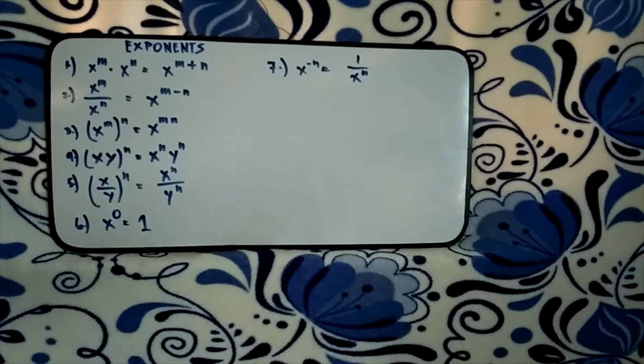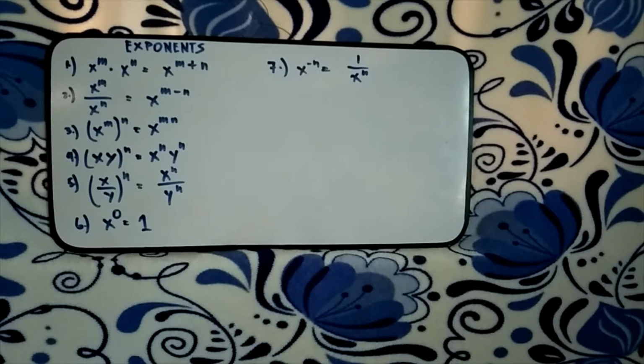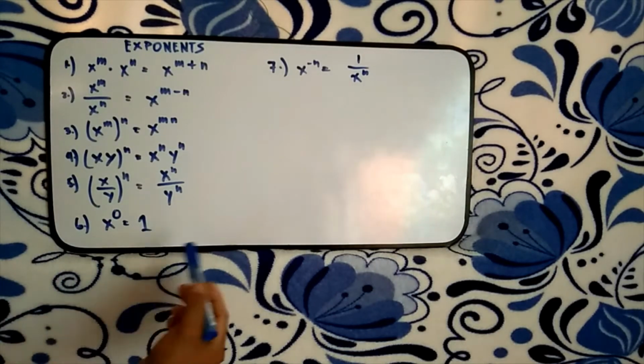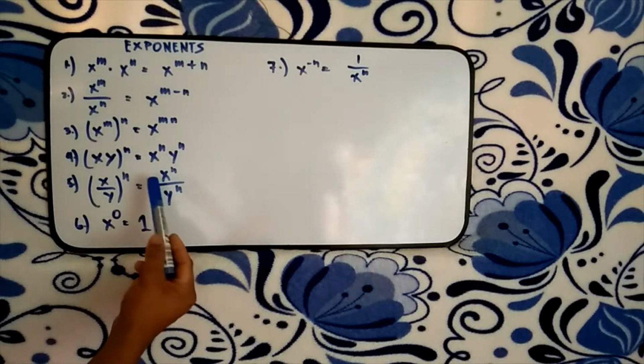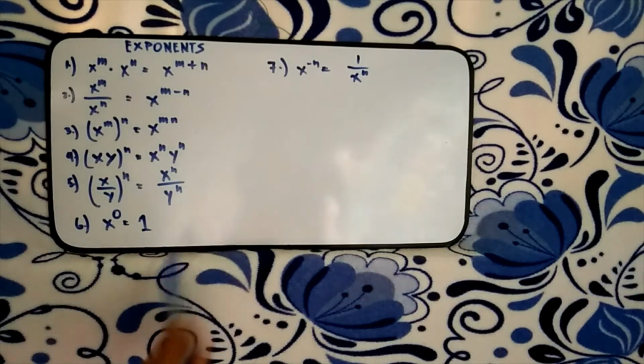Pang-apat, distribute. Di-distribute natin yung exponent niya dun sa quantity. Kaya x raised to n, y raised to n. Ito naman, number 5, x all over y times quantity n is equal to, i-distribute din natin yung n, yung x raised to n all over y raised to n.